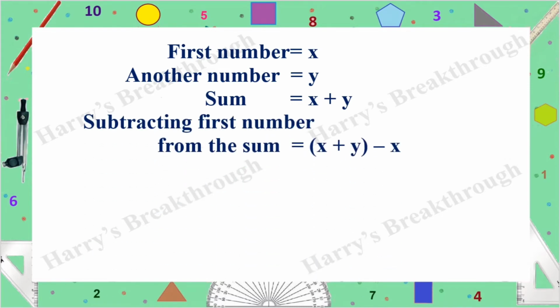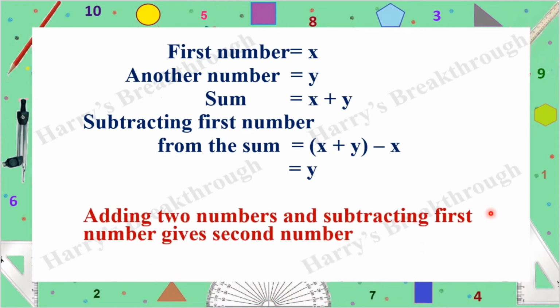So subtracting the first number from the sum, that is x plus y minus x. So here x plus y minus x will be equal to y, right? So that means adding two numbers and subtracting the first number gives the second number. And this is its algebraic form: x plus y minus x is equal to y, right?